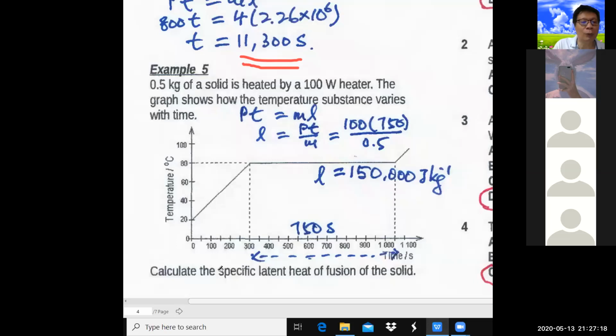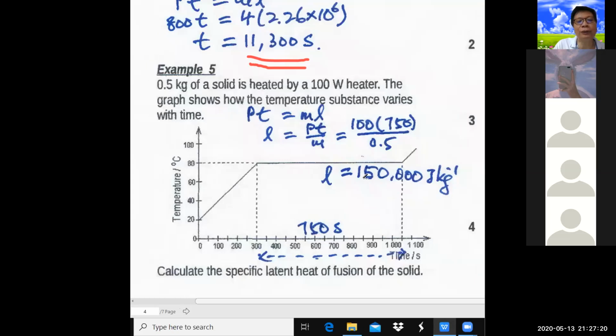Okay, now the question is: calculate the latent heat of fusion, find L. So use the same formula, Pt equals mL. You want to find L, so it's Pt divided by mass. Power given is 100 watt, t is 750.